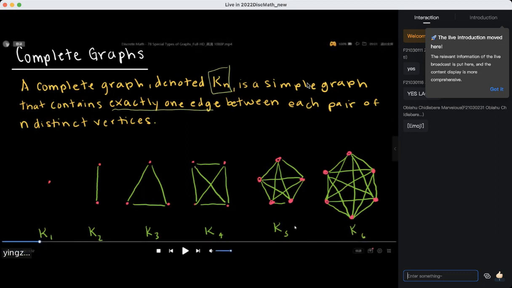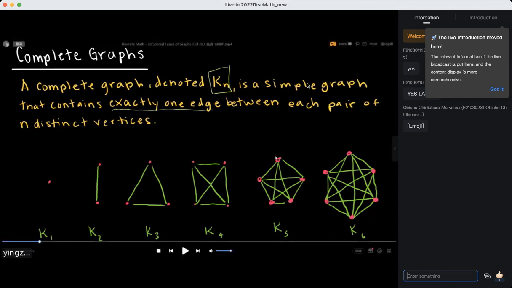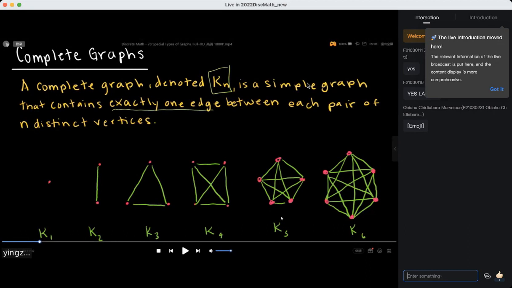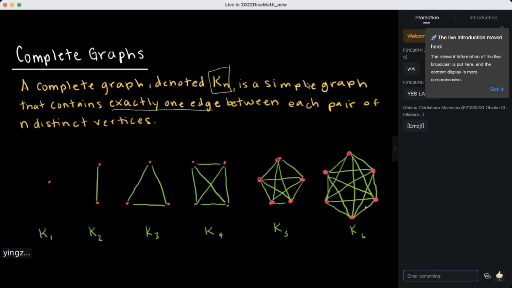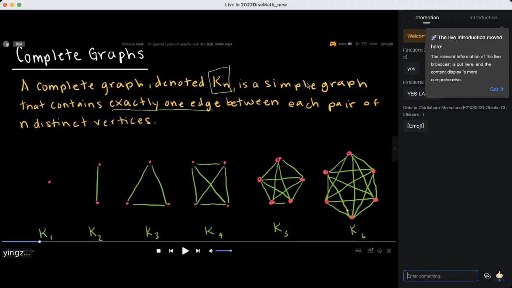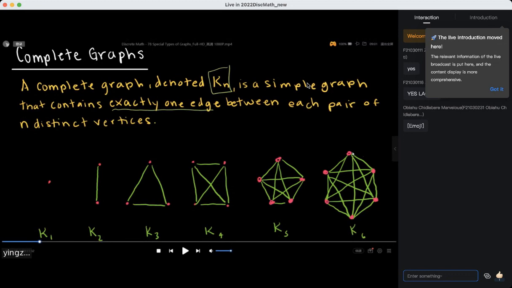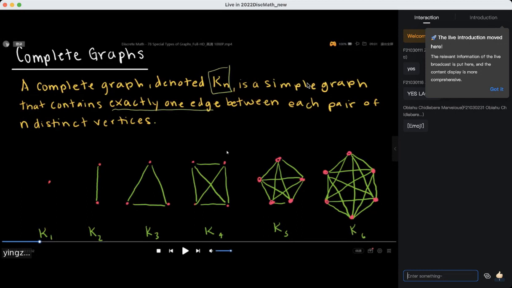And K5, that means we have 5 nodes, so each of the nodes has degree 4, because they should be connected with the rest of the nodes. The rest of the nodes here, for K5, is 4. Similarly for K6, the rest of the nodes is 5. So each of the nodes should connect to the rest of the nodes, so each has degree 5. Okay. So it is just like this.